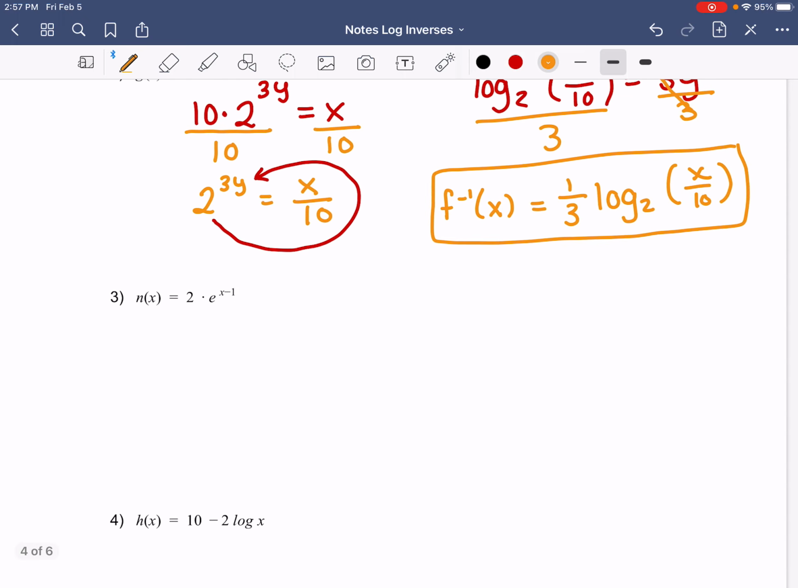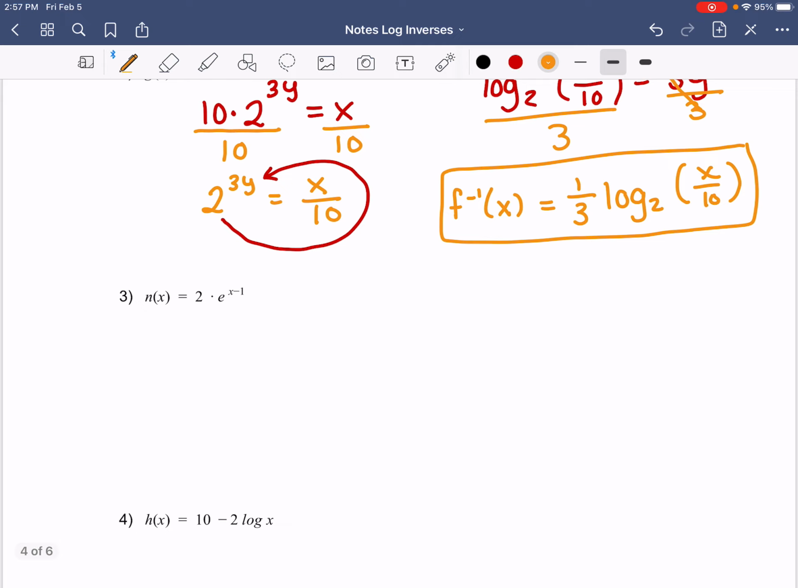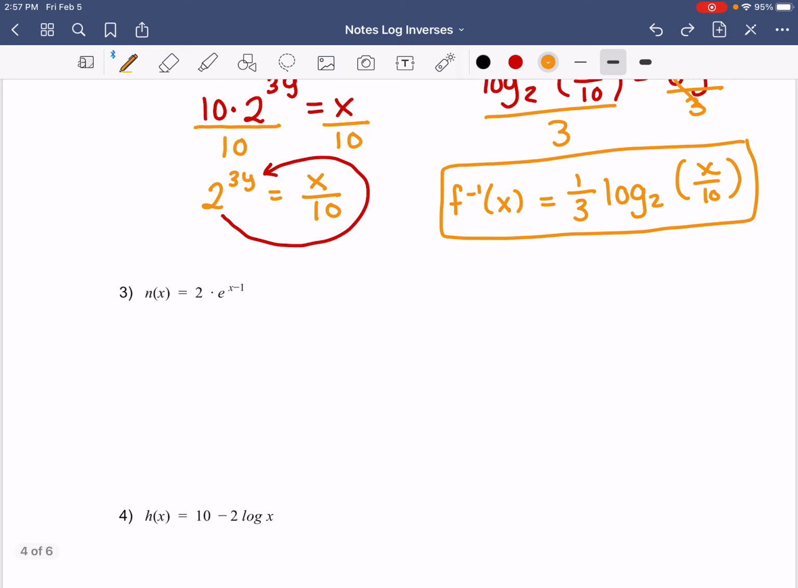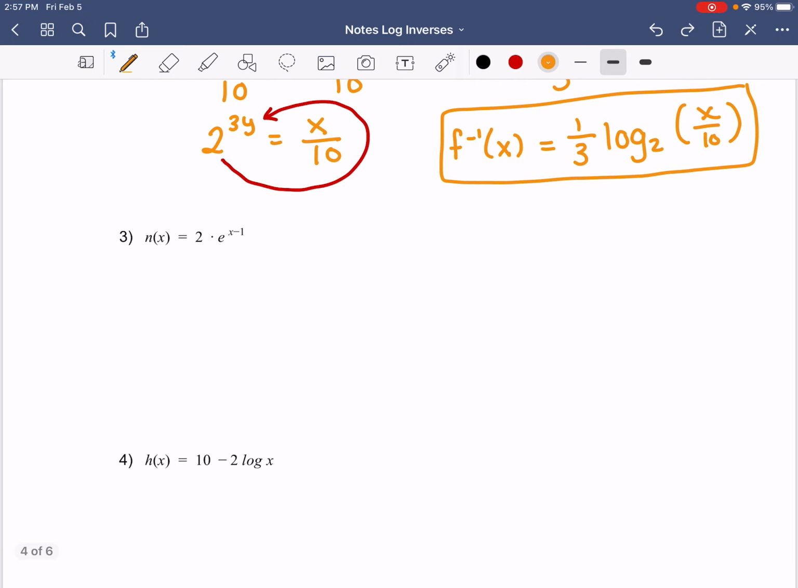All right, we have one more exponential example. So this one says 2 times e to the power of x minus 1. So again, as we've been doing, the first step is to switch x and y. So I get x equals 2 times e to the power of y minus 1. We switch sides. I'm going to put my equals x on the other side. That was step 2. Step 3 is to isolate your exponential piece.